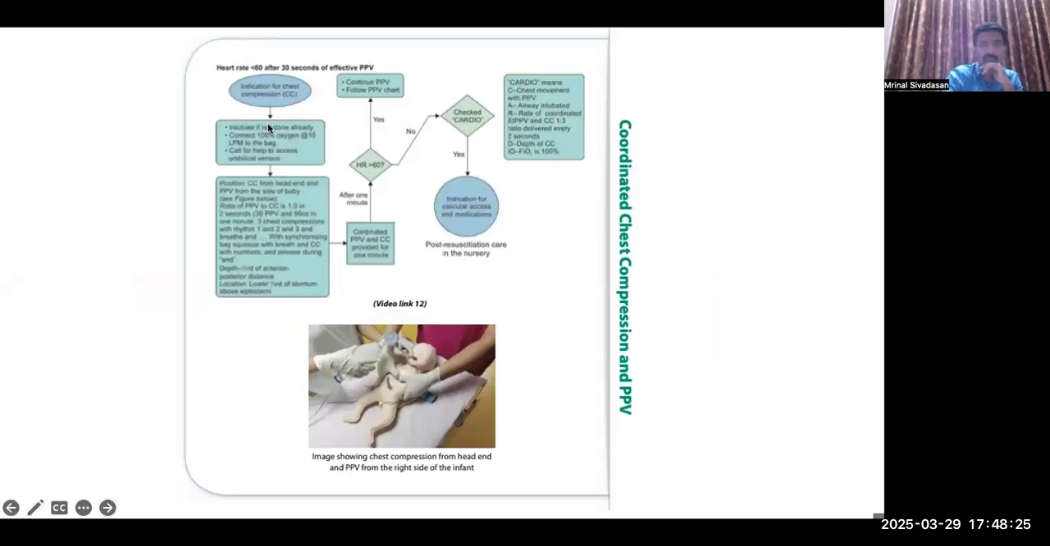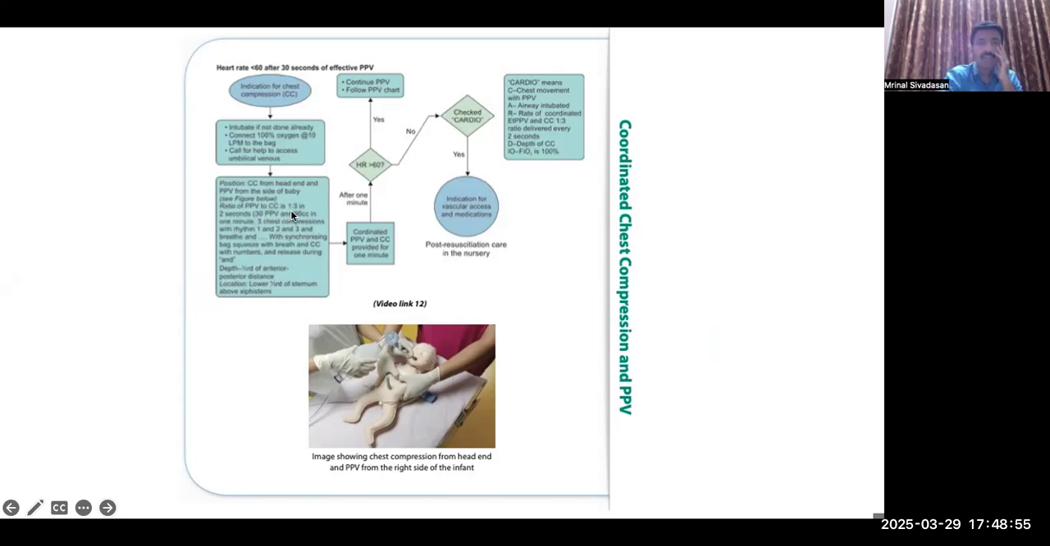The indication for chest compression is a heart rate less than 60 per minute despite 30 seconds of effective ventilation. Then you intubate. If not done early, connect to 100% oxygen, call for help and position the chest. Chest compression is done from the head end after intubation, so that the area of the abdomen is free for umbilical cord insertion, the catheter insertion.